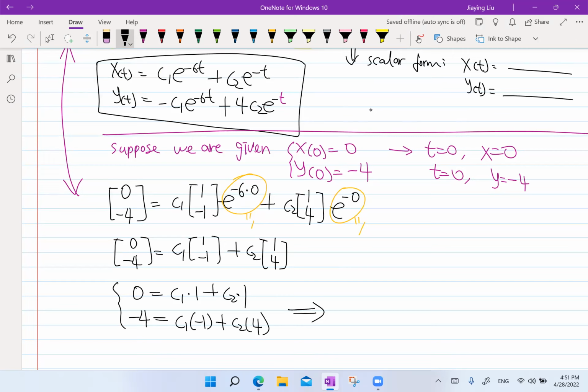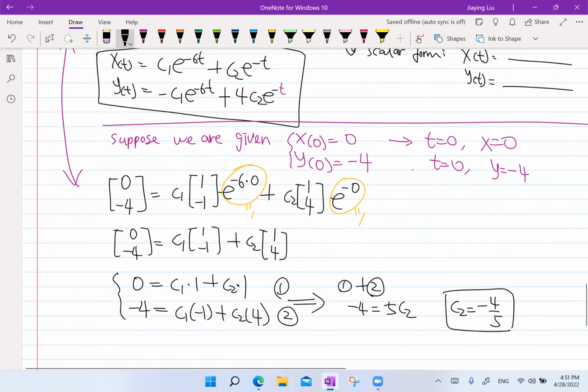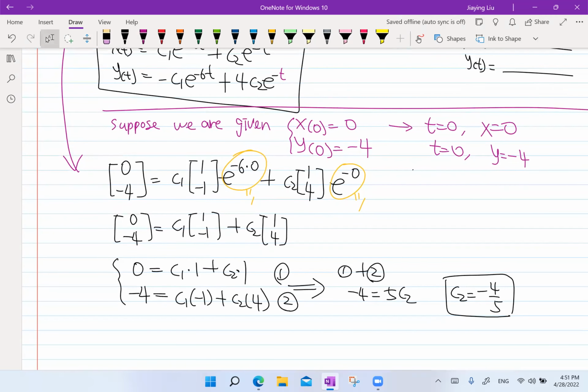So if you use elimination, you can add them together. Equation 1 plus 2 will get rid of the C1s because the 1 is positive, 1 is negative. So that gives us -4 equals 5 C2. So C2 equals -4/5. And then how do we solve for C1? I use the first equation because I have a 0 on one side. So from the first equation, we get 0 equals C1 plus C2. So C1 equals -C2. Therefore, C1 equals 4/5.